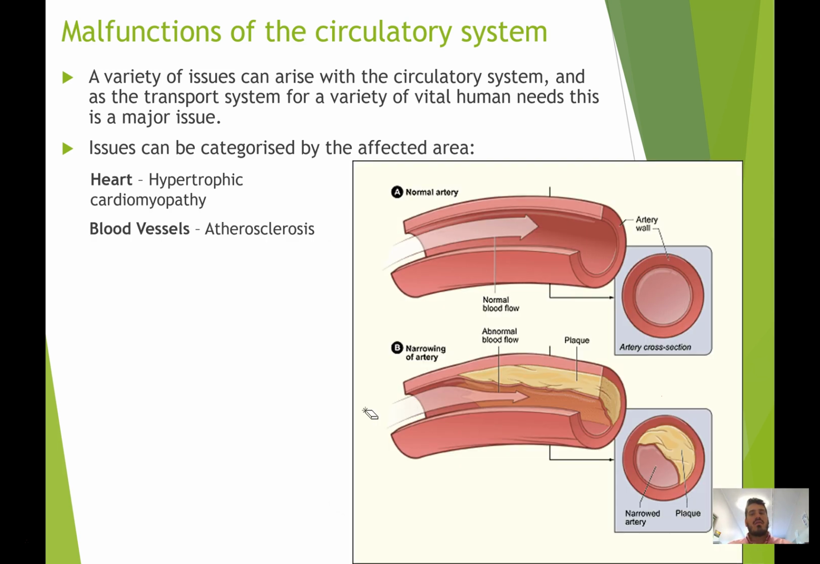Another kind of malfunction can be malfunctions of the blood vessels, for example, atherosclerosis, where we're getting plaque, which is usually fat-based, actually filling up our blood vessels, okay, and that means that blood can't flow properly through our blood vessels, okay, obviously another really bad one.